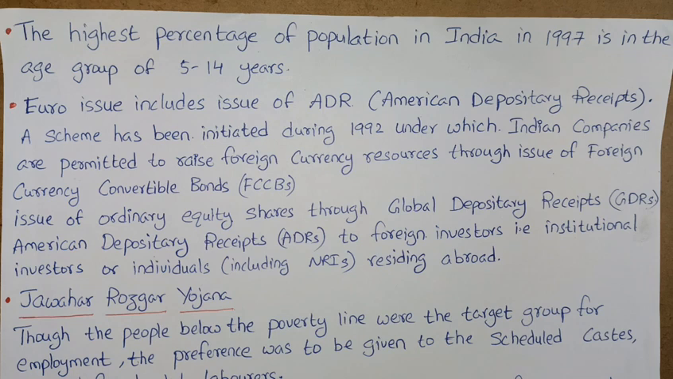Okay, and continuing this one, issue of ordinary equity shares through Global Depository Receipts, GDR, and American Depository Receipts, ADR, to foreign investors, that is institutional investors or individuals including NRIs residing abroad. So all these things we can buy, including NRIs also. That is about this Euro issue related to American Depository Receipts.